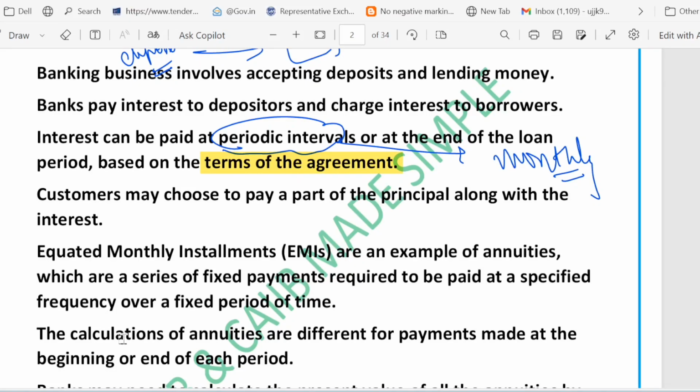One more thing is that the bank can lend some of that money to other customers and charge interest. Interest can be paid or charged regularly or once at the end of the loan. That depends on the agreement. Sometimes a borrower pays part of the principal along with the interest, right?